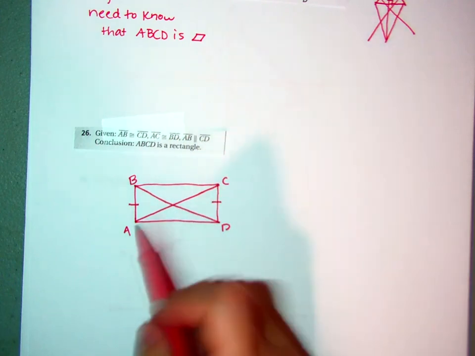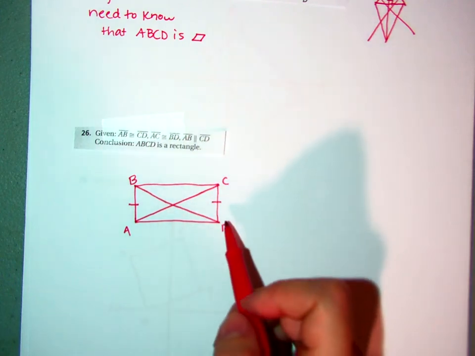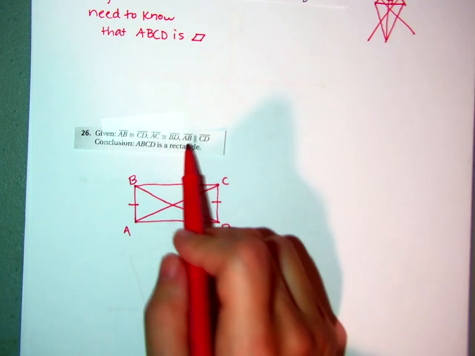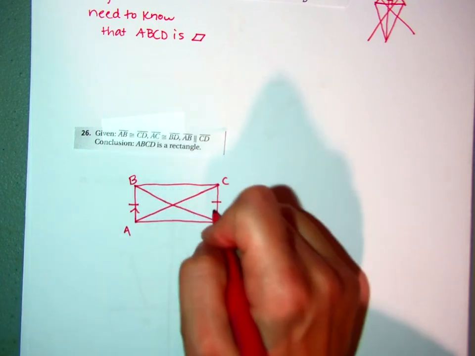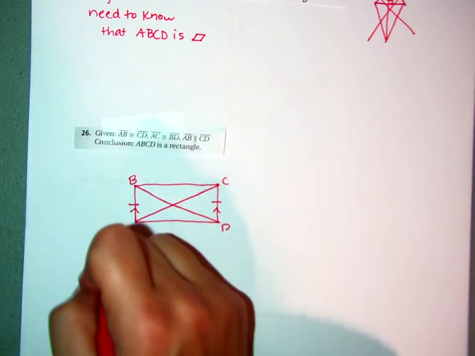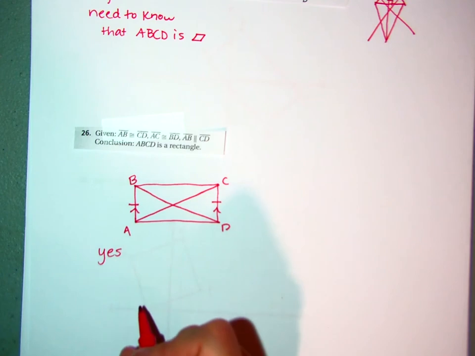If it's going to be a rectangle, the diagonals need to be congruent. But we still need to know if it's a parallelogram. Well, they tell me that AB is parallel to CD. So actually, we do have enough information here. And let me tell you why.